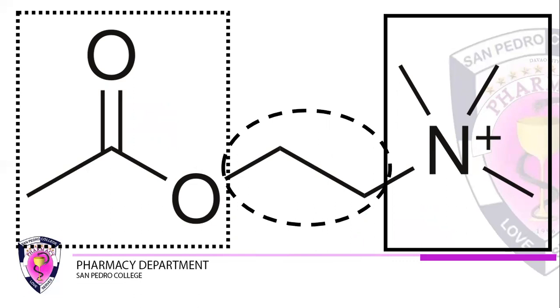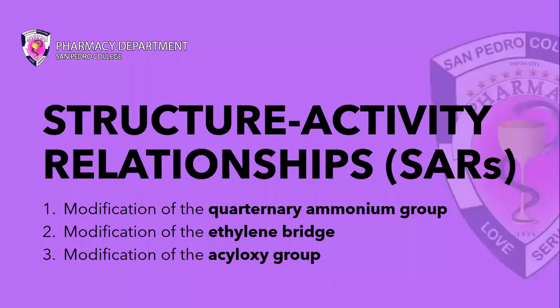This is now the focus in Org Medchem, focusing more on the structures that cause a difference in therapeutic effect and benefit. This is called structure-activity relationships. How does the structure relate to its activity or its effect? So we have, again, the three domains in the acetylcholine structure: quaternary ammonium group, ethylene bridge, and the acetoxy group. Acetoxy, because it has two carbons.